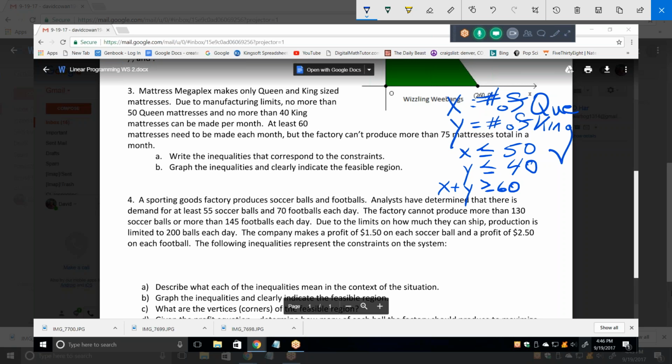But the factory can't produce more than 70 mattresses in total. So it's another constraint on X plus Y. Less than or equal to 60 or 70? 75, sorry, I said 70, but wasn't reading it properly. Okay, 75. Now, there are some more constraints. X has to be greater than or equal to 0 because you can't produce a negative number of mattresses, king or queen. So does Y. Okay? So notice we now have 6 constraints.